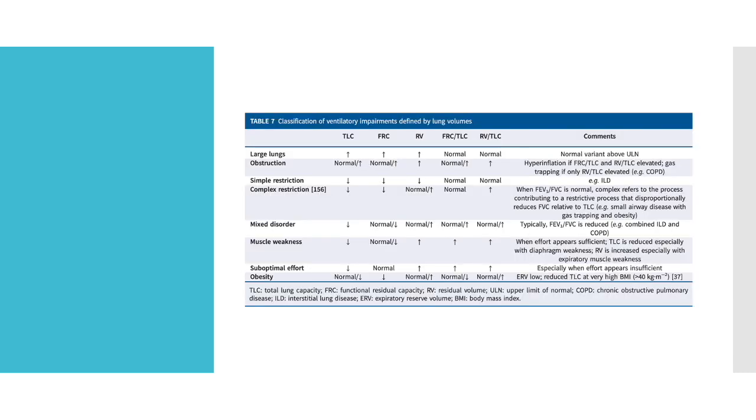Coming to the classification now, determined by lung volumes. So this is out of the scope of this talk. We can discuss lung volumes in future talks, but I'm just going to briefly show you what the guidelines have given mainly. So if you're preparing for an exam, you can go through this. So again, when we do the lung volumes, the impairment in TLC, FRC, RV can be used to assess further variations. We can classify them into large lung obstruction, simple obstruction, complex obstruction, mixed disorder, muscle weakness related, suboptimal effort, and obesity. Let's look at the flow chart.